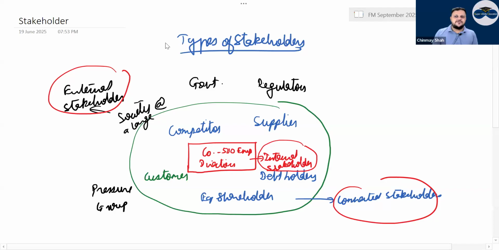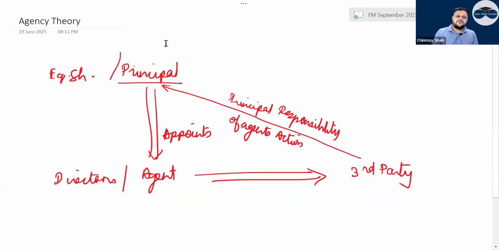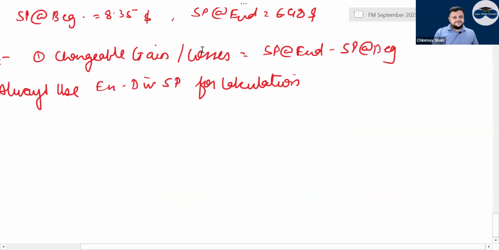With that, we went into agency theory. Agency theory was: principal appoints the agent. The agent does all the dealings with third party, but responsibility of acts of the agent, who is responsible? Principal or agent? Principal, right? That is how it is. Then you have total shareholder return.